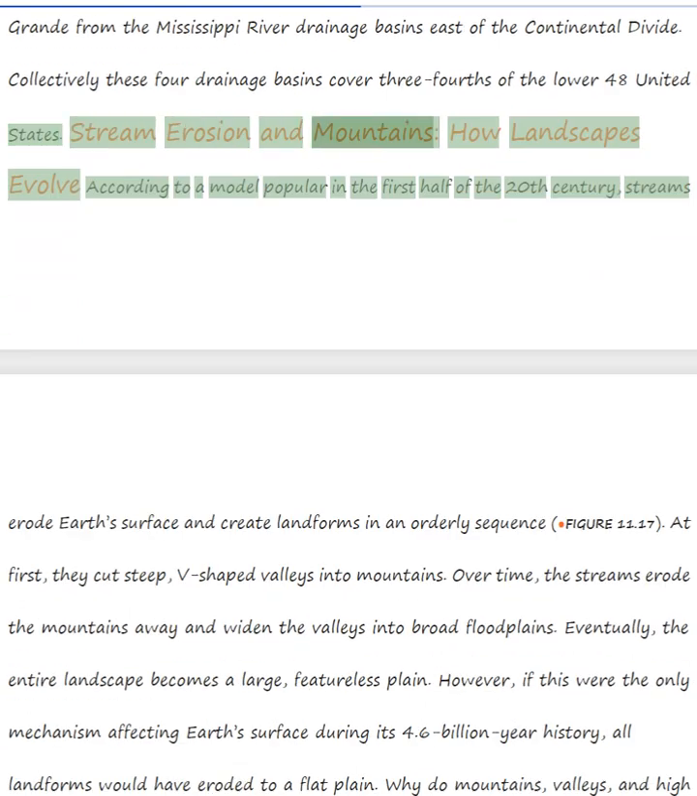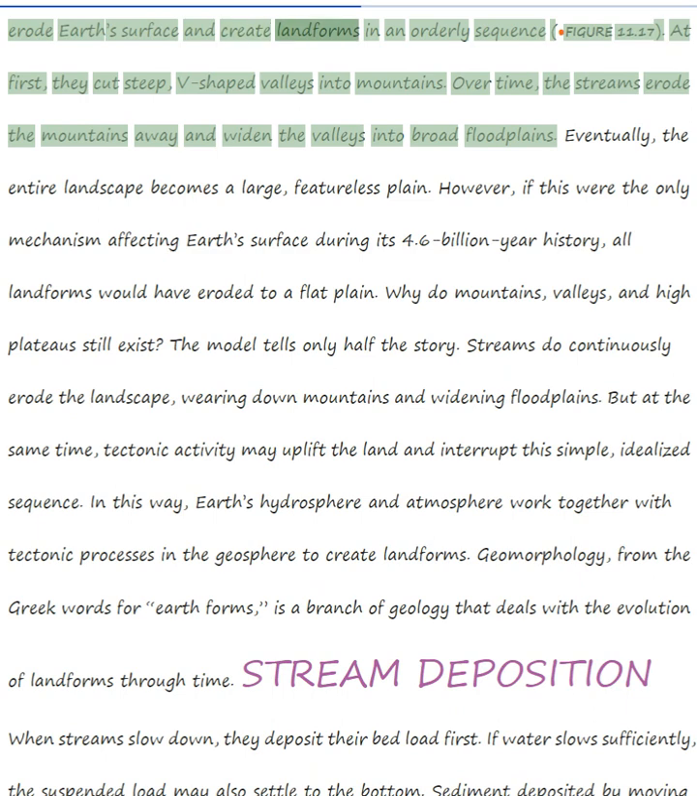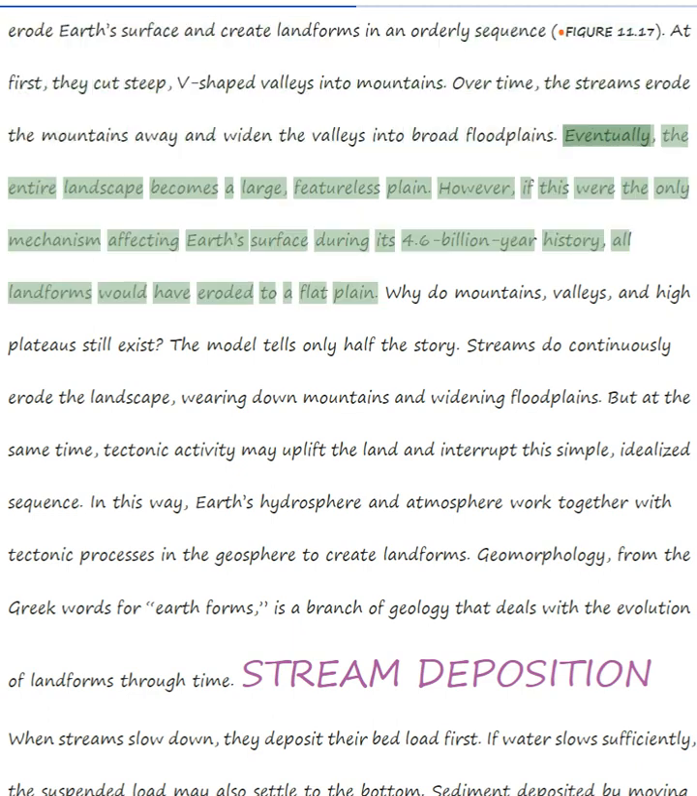Stream erosion and mountains. How landscapes evolve according to a model popular in the first half of the 20th century. Streams erode Earth's surface and create landforms in an orderly sequence. At first, they cut steep, V-shaped valleys into mountains. Over time, the streams erode the mountains away and widen the valleys into broad floodplains. Eventually, the entire landscape becomes a large, featureless plain.